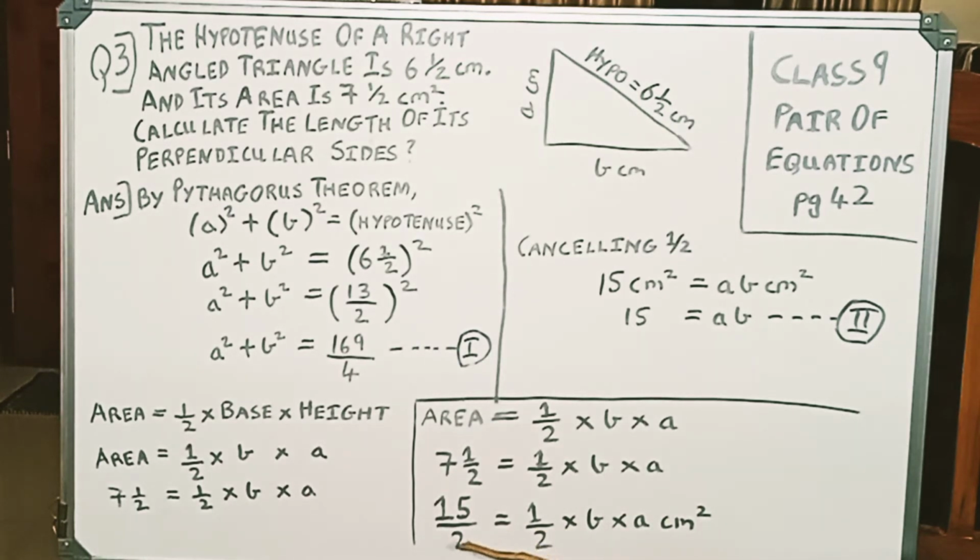If you can see carefully, on both sides there are half terms, so we will be cancelling the half terms. Once you cancel half on both sides, you will be getting 15 centimeter square is equal to B into A or A into B. The answer is the same. So that is why we write AB centimeter square. Centimeter square is the area we have got from the question. Area is equal to 7.5 centimeter square. So this centimeter square and this centimeter square will get cancelled. You will get 15 is equal to A into B. That is the equation number 2.